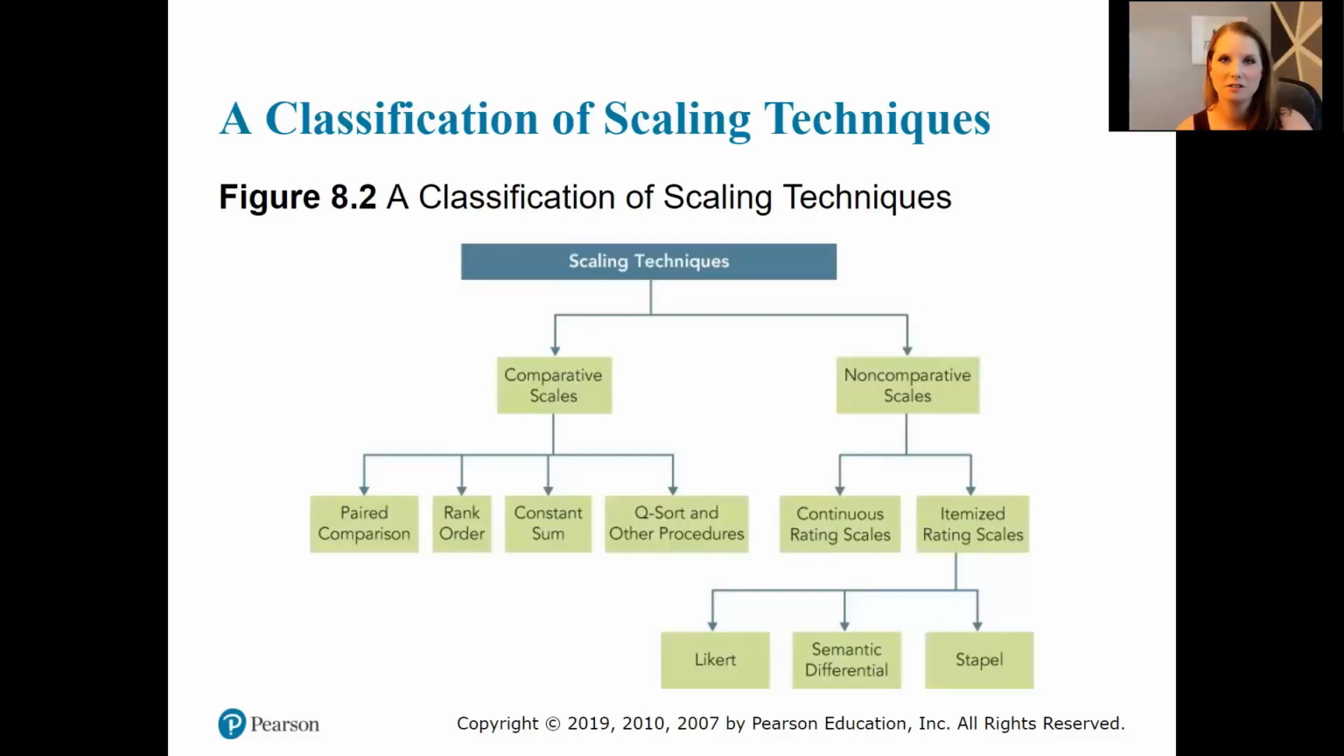In the previous video for this chapter, we talked about just what is scaling, the primary scales of measurement. And I wanted to make a separate video just for studying purposes so you can come back to whichever one and easily find what you're looking for. So this video is on the comparative scaling techniques in chapter 8.